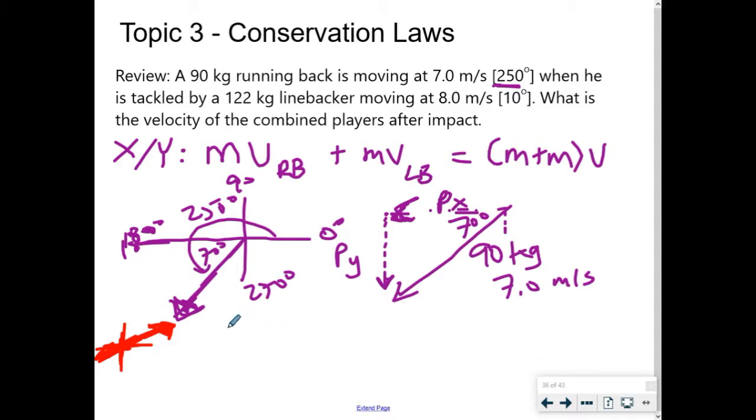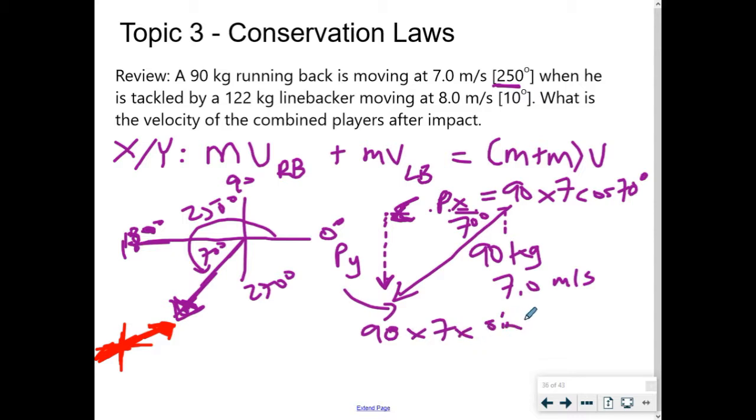Now, once you get the hang of how this looks, I can actually calculate the momentums pretty quickly. X is always cosine. So I'm going to go 90 times 7 times cosine 70 degrees. And then the y dimension will be 90 times 7 times the sine of 70 degrees. So if I want to know the x and y dimensions, I just do the mass times the velocity times the angle.